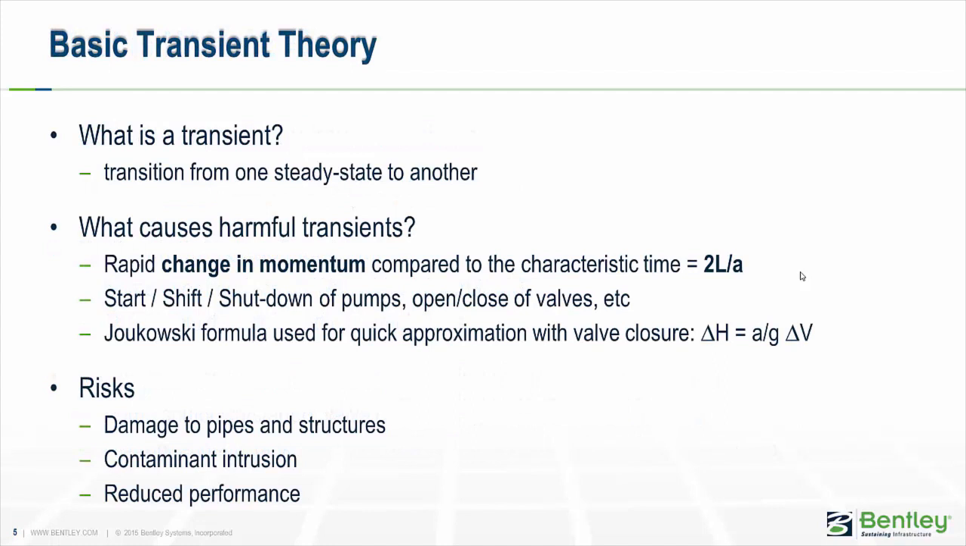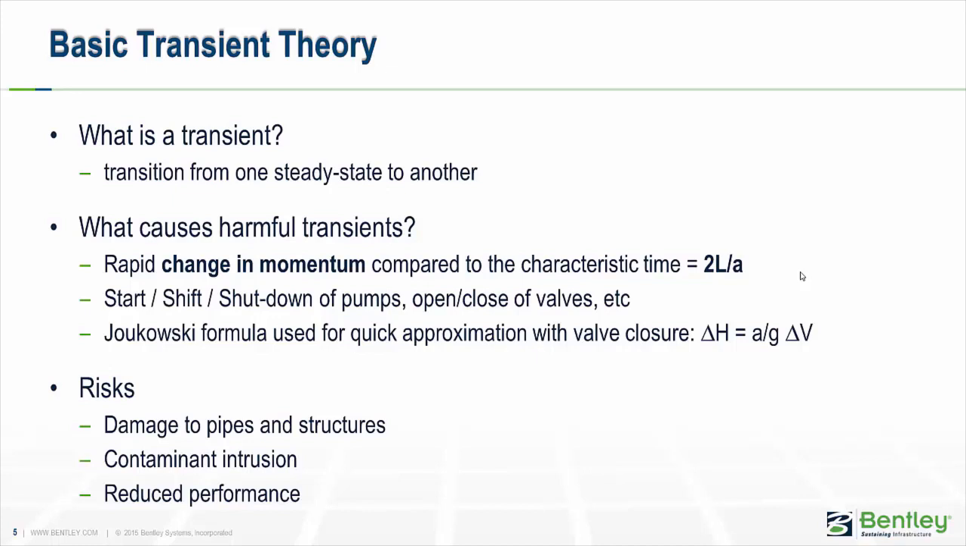So, some basic transient theory. What is a transient? A transient is when you're transitioning from one steady state to another. If you're starting with a pump being on and that pump is shutting off, and you run that in WaterGEMS and look at an extended period simulation, you're just going to see that the pump is on, and then the next time step, the pump is off. Those are actually two steady state conditions. In reality, when you have a transition between those steady state periods, there are some fluctuations that can happen, and sometimes they can be harmful.